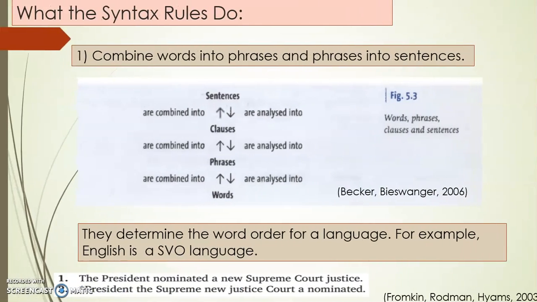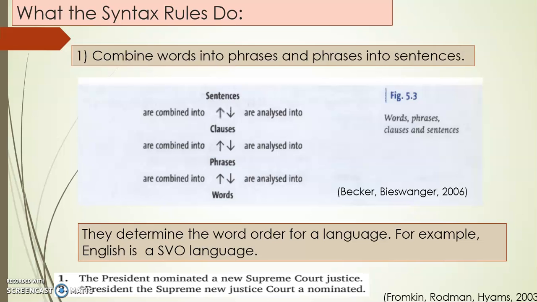Okay, so first of all, let's think what the syntax rules do. They combine words into phrases and phrases into sentences. And they determine the word order for a language. For example, in English, we know that it is an SVO language. It's a subject, verb, object language.